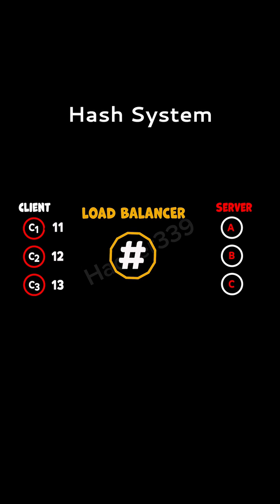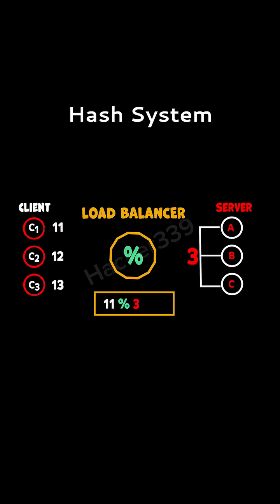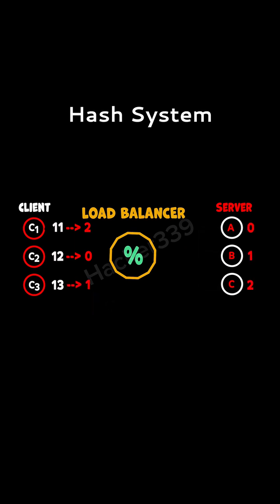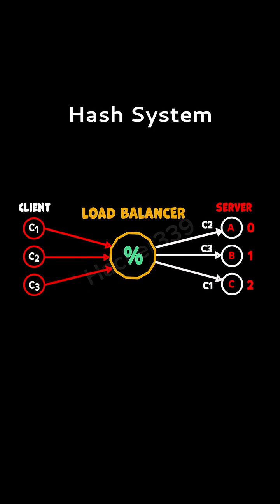The simplest form of hashing strategy is to use the modulo operator, which is in fact the percentage sign, on all the hashes, and divide by the number of servers we have. So if we do 11 modulo 3, the result will be 2. That is the remainder when you divide 11 by 3. For 12 it is 0, for 13 it's 1. So all requests from C1 will now go to this server, requests from C2 will go to this server, and requests from C3 will go to this server, maximizing our cache hits and minimizing unnecessary recomputation.